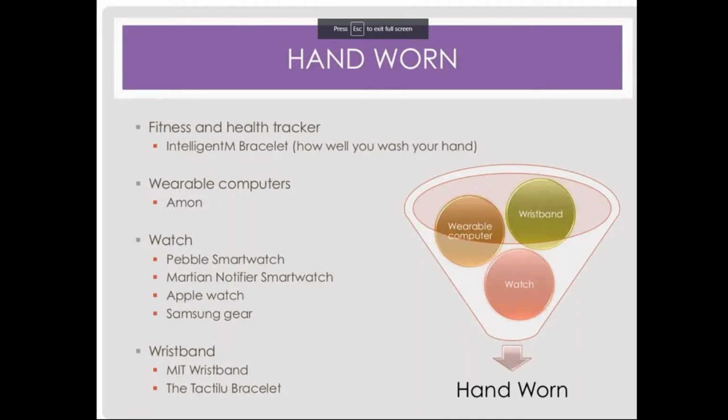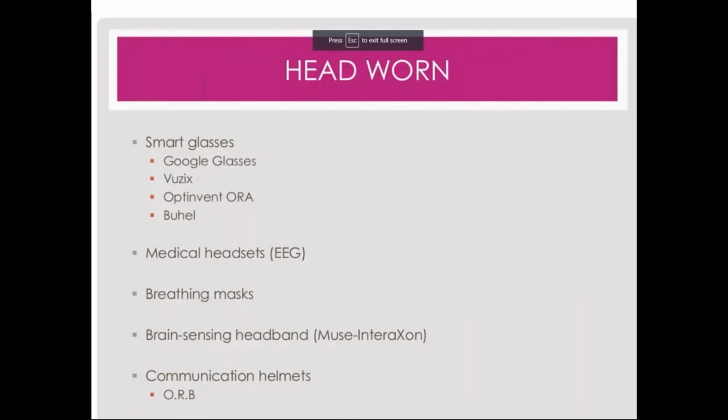So when you put your wearable technology on a very small area for a particular application, it could be useful for your health application. So these were hand-worn. Next is your head-worn devices. Smart glasses are widely available, and those are given by Google Glass, Vuzix glasses, Optinvent, ORA, Bohel. These are available.